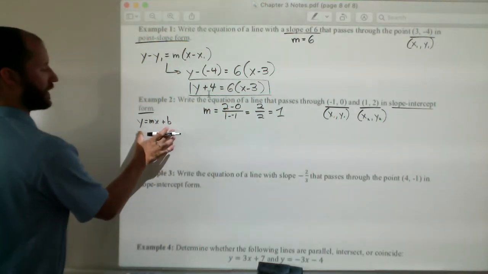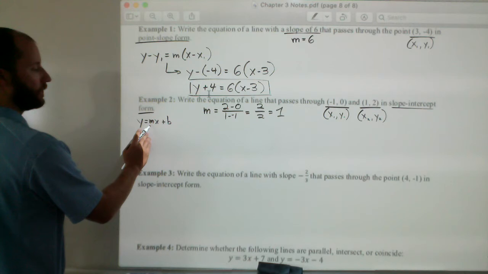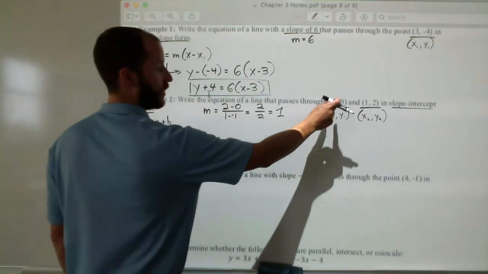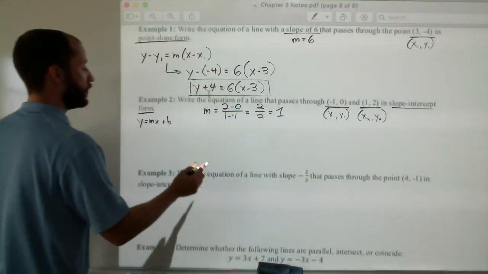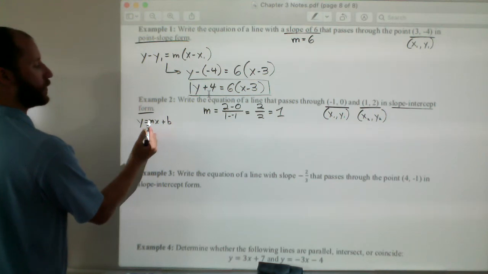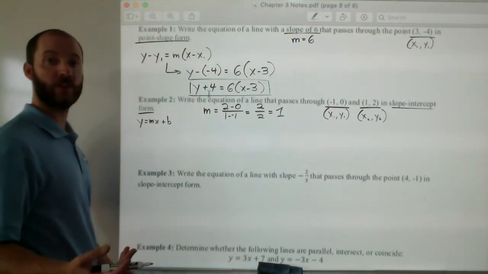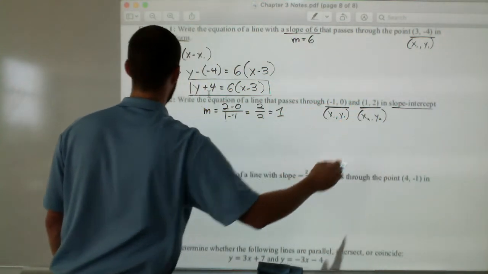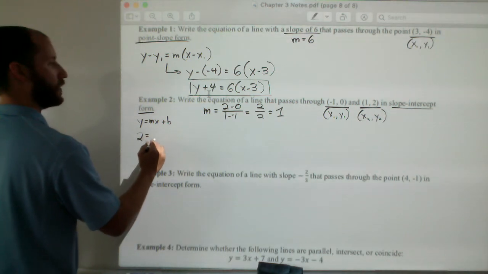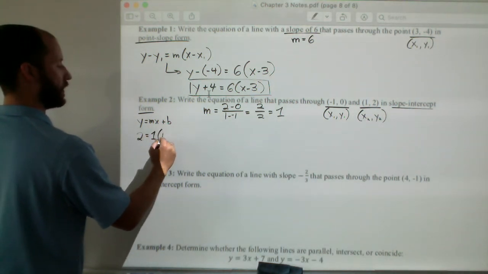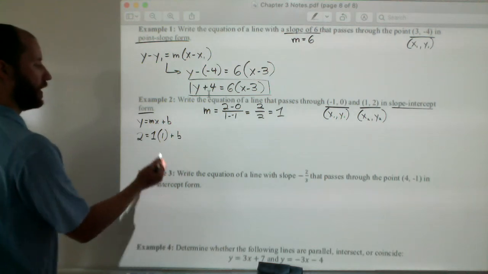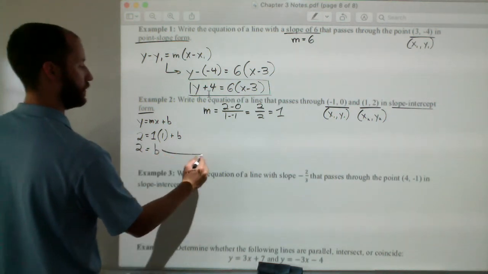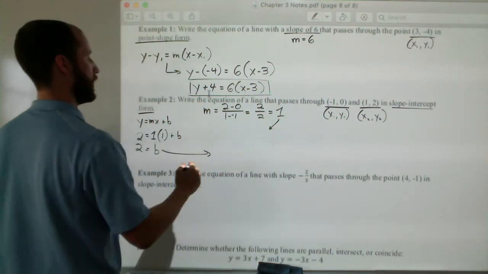So we want y equals mx plus b. Now we know m. x and y can be any ordered pair on the line. So it could be this, it could be this. If we plug in for m, we plug in for x, we plug in for y, all we have left to solve for is b. So let's use this point, (1, 2). Plug 2 in for y, we have a slope of 1, our x-coordinate is 1, plus b. So 1 times 1 is 1. Let's take that 1 away. b equals 1.